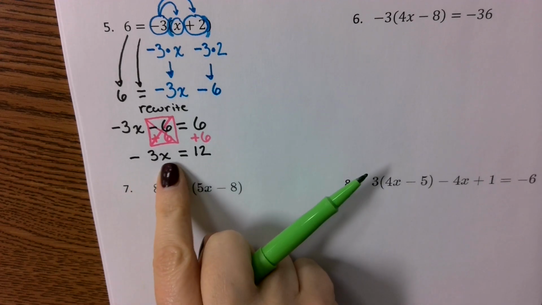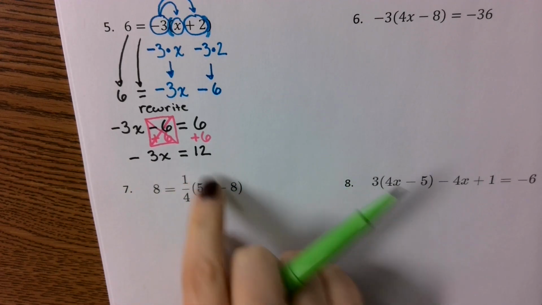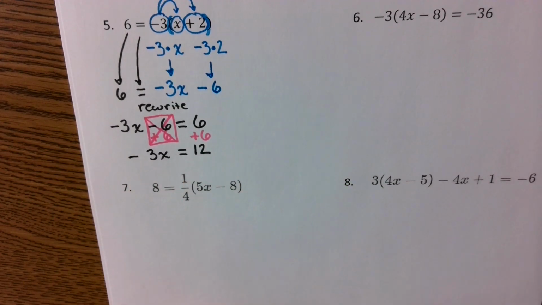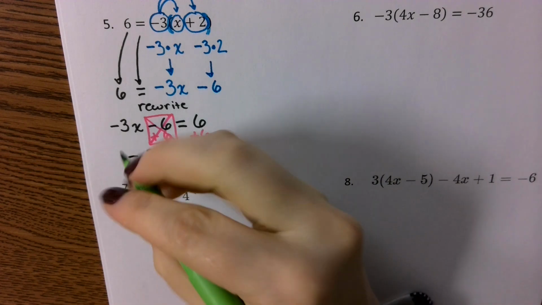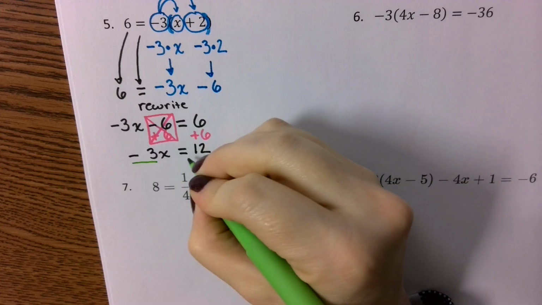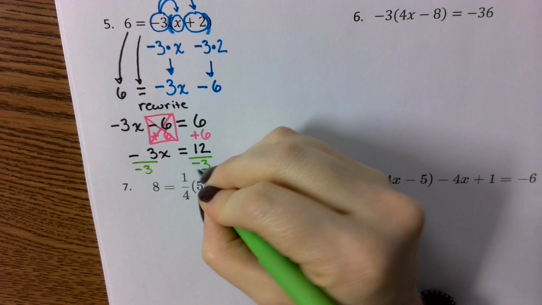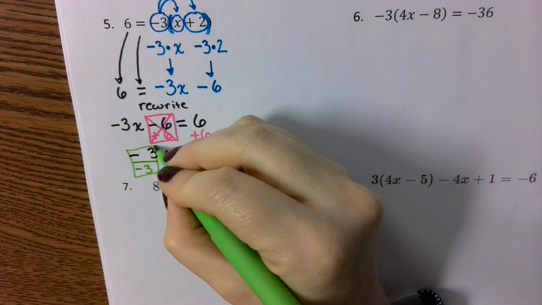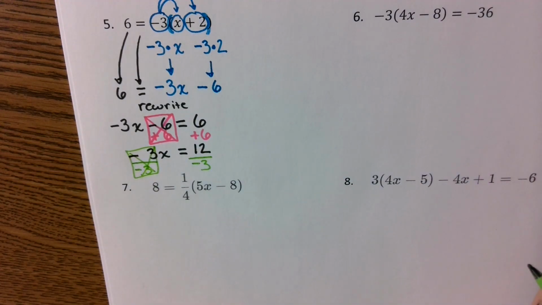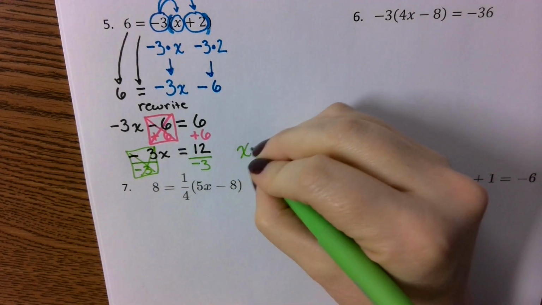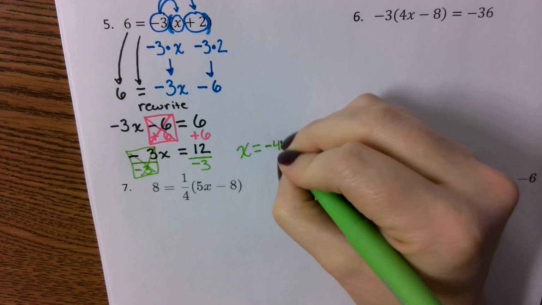Okay, negative 3x is equal to 12. We're at the last step. Last step is to multiply or divide. Are we going to multiply or divide? Divide. We're going to divide both sides here by negative 3. Don't forget the sign. We're going to divide both sides by negative 3. We can cross off the negative 3's, and x is going to equal negative 4.